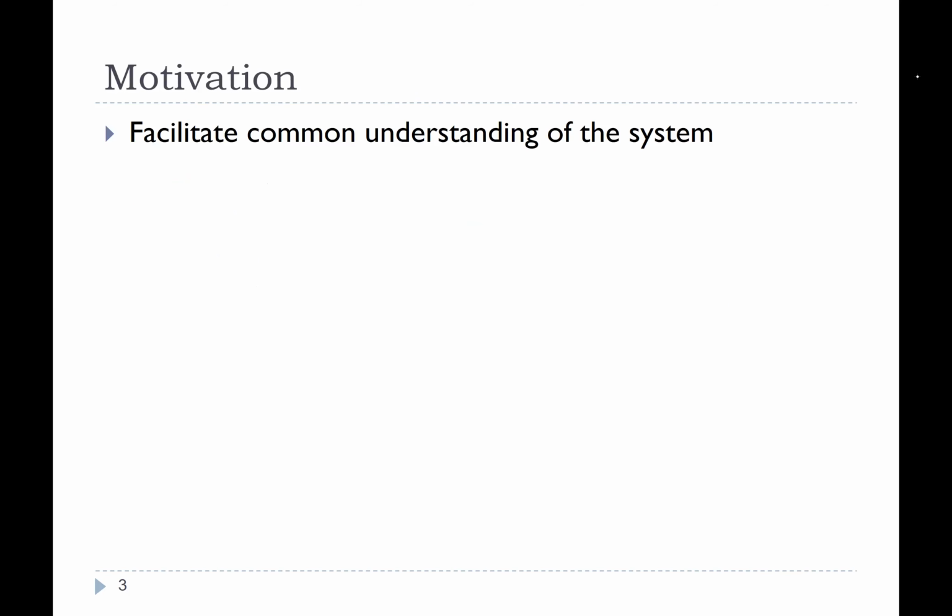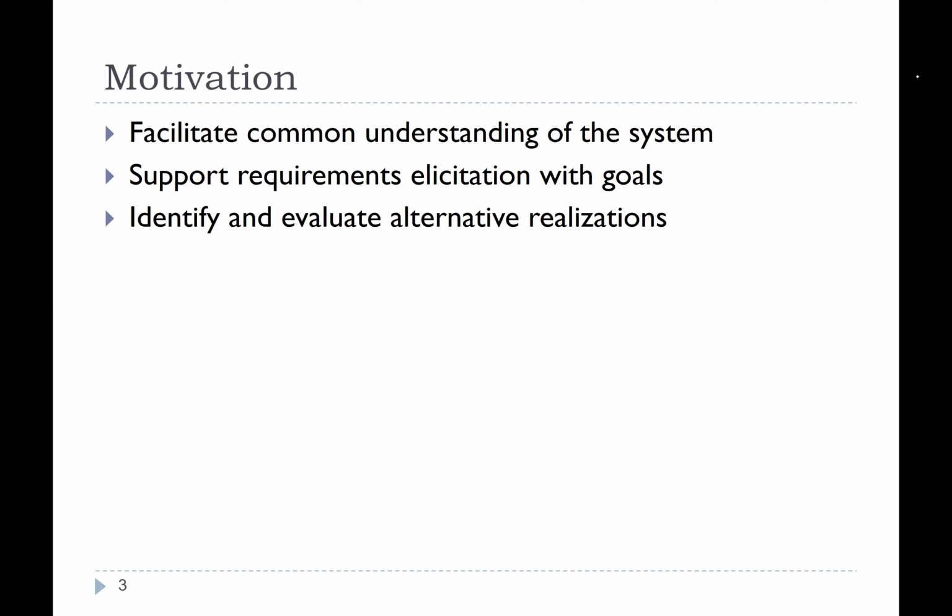The reason why we do goal-oriented modeling is we want to facilitate the common understanding of the system, and we want to support requirements elicitation with goals. When we are deciding on use cases, remember in use case modeling we looked at the actors and asked, what does that actor want? We never actually considered what happens if that actor has a conflict with another actor. Here, goals help derive the use cases that we're going to be creating at the end.